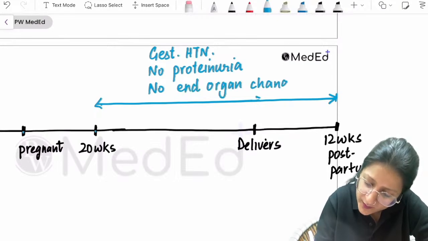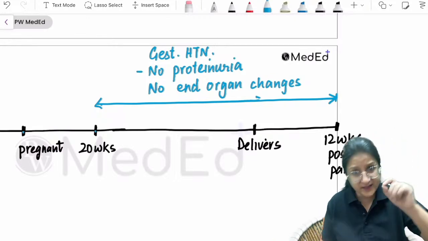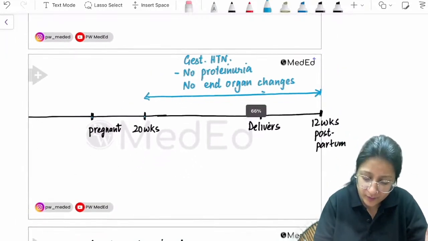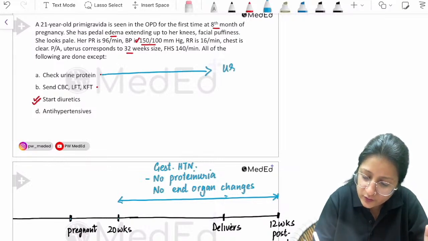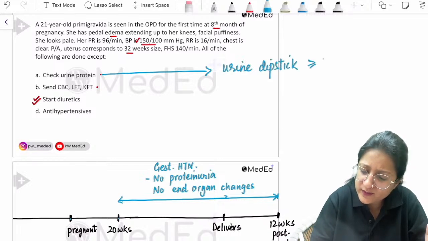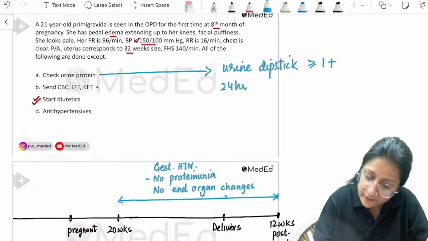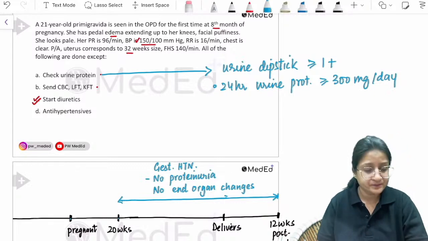So this is what we want to see now when we see high BP in pregnancy. Is there proteinuria? Is there any end organ change? So what do you want to see for proteinuria? To check for urine protein, what can we do? We can check the urine dipstick in the OPD. Very simple, more than 1 plus, it will be positive, right? And we can check for 24-hour urine protein excretion. That has to be more than or equal to 300 milligram per day. That would be significant proteinuria.